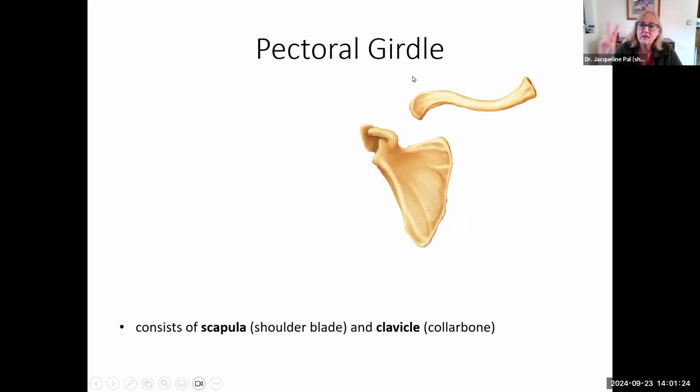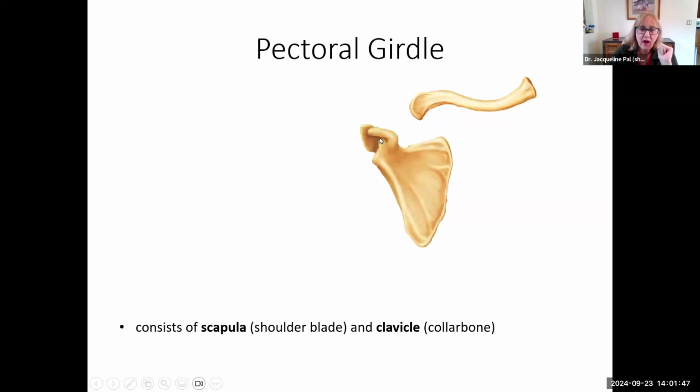So the pectoral girdle consists of two bones, and only two bones, and they are your shoulder blade, which you need to learn as the scapula, and your collarbone, which you need to learn as the clavicle. So when you look at the collarbone, it's slightly S-shaped, and when you look at the scapula, it is triangular with some little things sticking out.